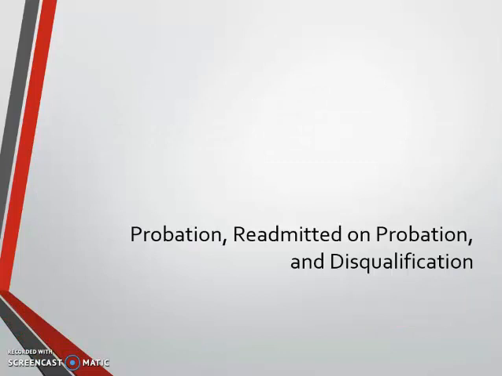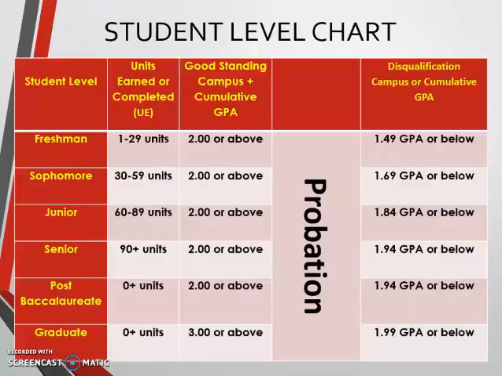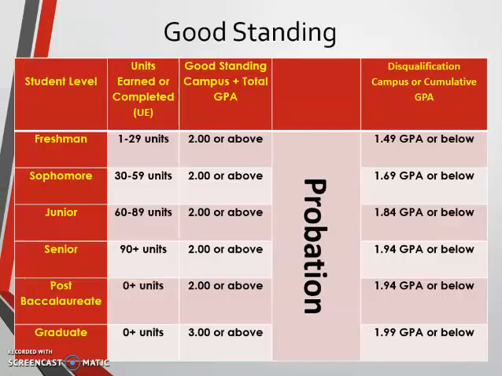Let's review probation, disqualification, and readmitted on probation information, so you are able to make informed decisions and understand the results of your academic performance at Fresno State. This is a student level chart. Student level is determined by the number of units earned or completed, not the number of years in school. Units earned or completed is indicated on your unofficial transcript and your degree progress report, or DPR.